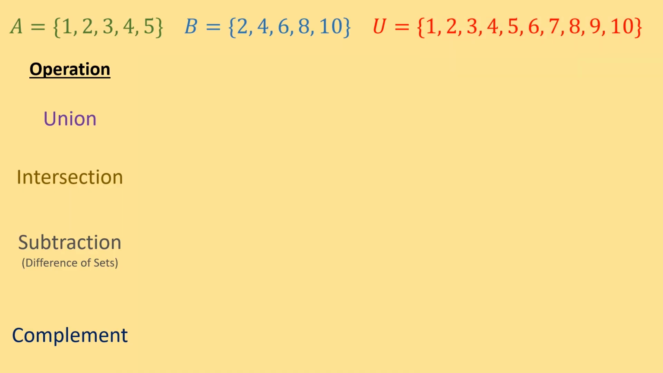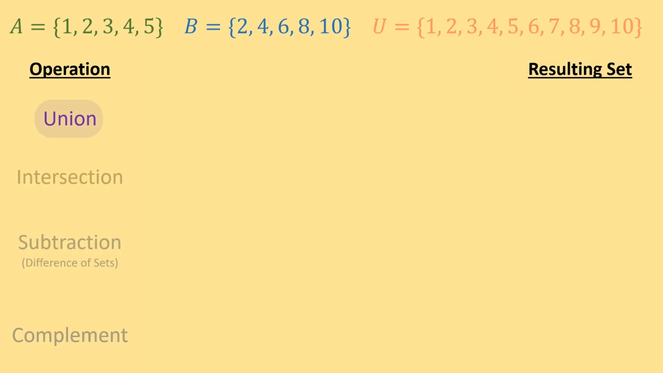For the first three of these operations, we will be focusing on just sets A and B. U, which we call the universal set, will be used when talking about complements. Also, it's important to note that the result of all these operations is a set. So let's start with the union of sets.